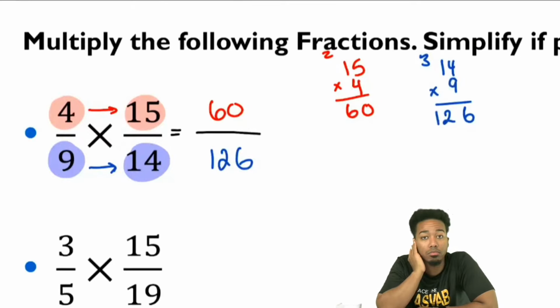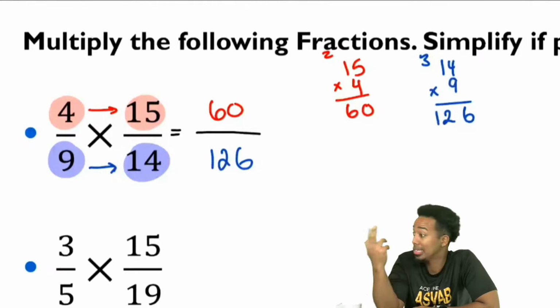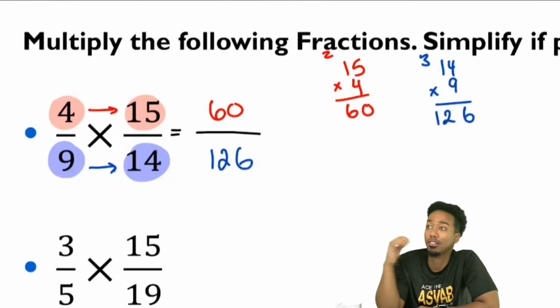You did it. We made it. We're here. What's the big question? Right. We got stuck on simplifying. Joseph, I agree. Anybody who's doing this for the first time might be saying, hey, I got 60 over 126. Great, awesome.